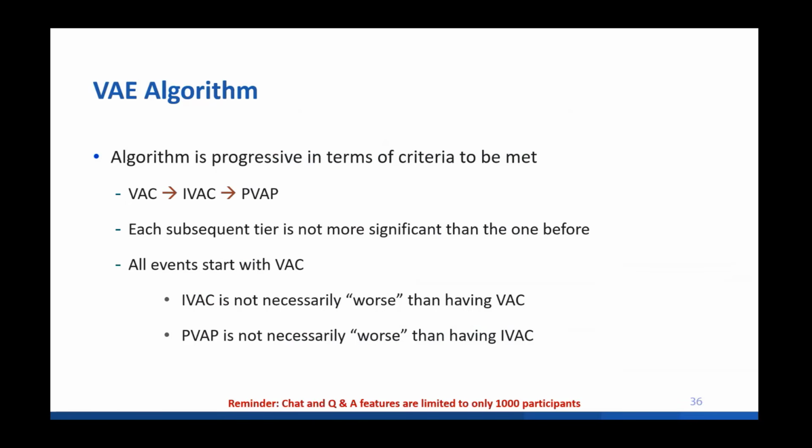The VAE algorithm is progressive in terms of criteria to be met, starting with VAC. This is not meant to imply that each subsequent tier is more clinically significant than the one before. It's just that there's additional evidence around the time of event that may help identify the potential cause.